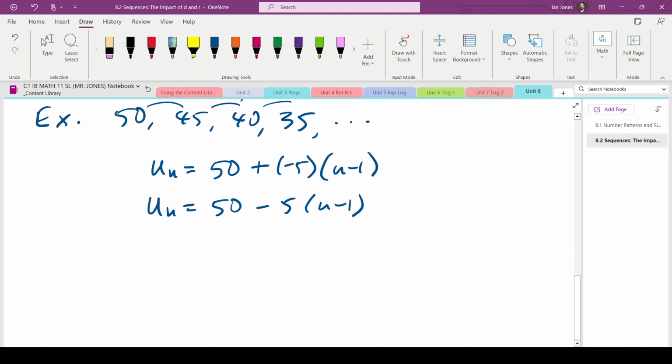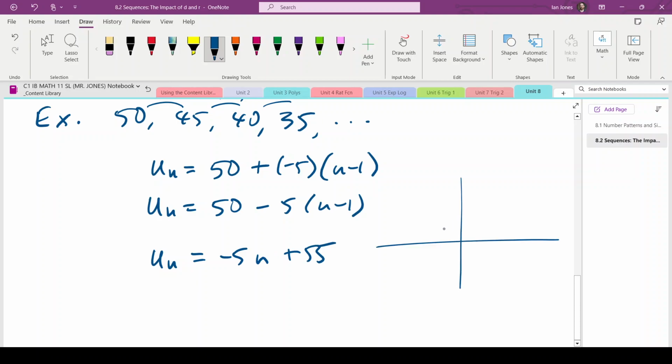Okay, some people will stop there because that has the form of the arithmetic sequence. Other people will say, you know what, I want to go a little bit further. I want to write this as negative 5n plus 55 so that I can see the connection to a line. That is, we have y-intercept of 55. Our first term here is at 50, and we go down with a slope of negative 5.